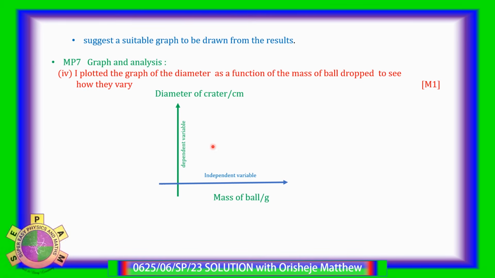So this is how your graph is going to look. It's planning of the graph. By the time you do the experiment, you will see the result. So you cannot compare, that's analysis. The answer is based on what we are given, but we are not asked to analyze in this question. So now I plotted the graph of the diameter as a function of the mass of the ball dropped to see how they vary. So I've done that. So that is the 7th mark. So we have gotten all the marks.